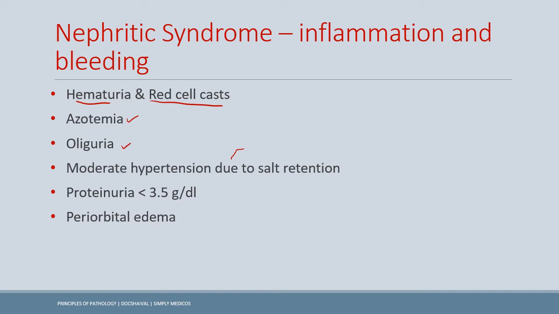Then yes, we would have hypertension also because there is salt retention, but this salt retention is not due to the aldosterone or RAS system. It's actually because of some intrarenal mechanisms. So that should be clear. Then proteinuria is there, less than 3.5 grams; greater than 3.5 would show the nephrotic syndrome. Periorbital edema because we have proteinuria. We also have salt retention. That all would lead to periorbital edema, which is the classic feature of any kidney disease.